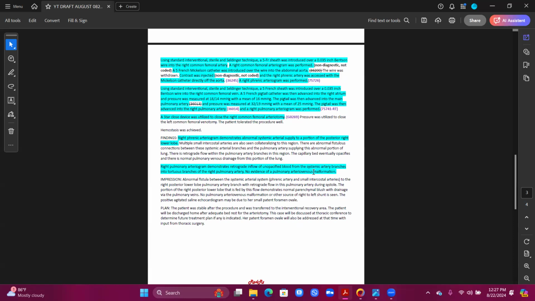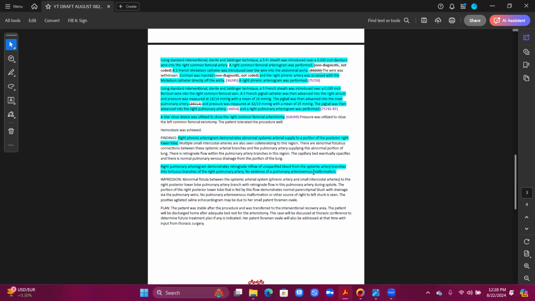We only see findings documented for the phrenic arteriogram that was performed, and then also that right pulmonary arteriogram as well. So we don't see anything that supports coding separately for an abdominal aortogram. However, even if we did, the 75625 ends up being bundled with the 75726. That aortography will always be bundled with 75726.